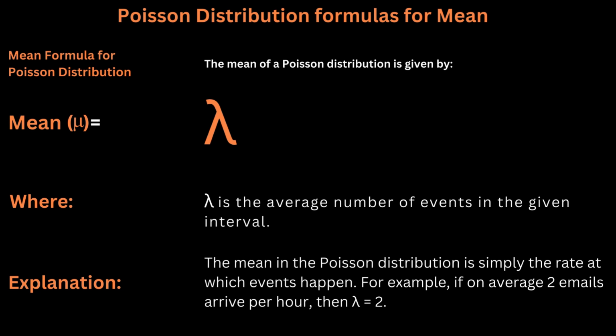The mean formula for Poisson distribution is given by mean equal to lambda, where lambda is the average number of events in the given interval. The mean in Poisson distribution is simply the rate at which events happen. For example, if on average 2 emails arrive per hour, then lambda equal to 2.